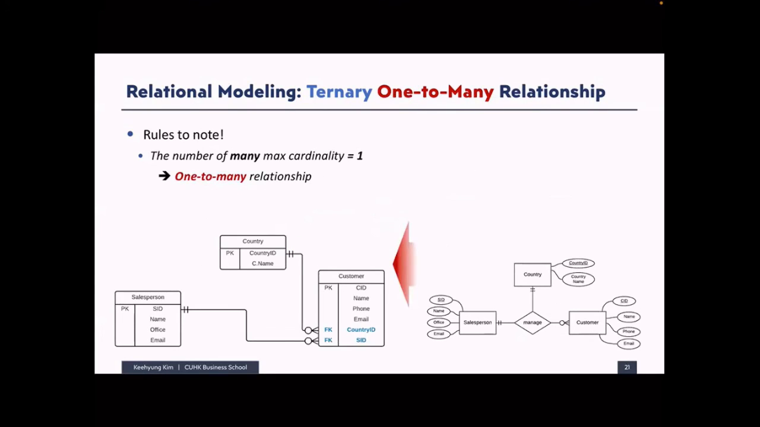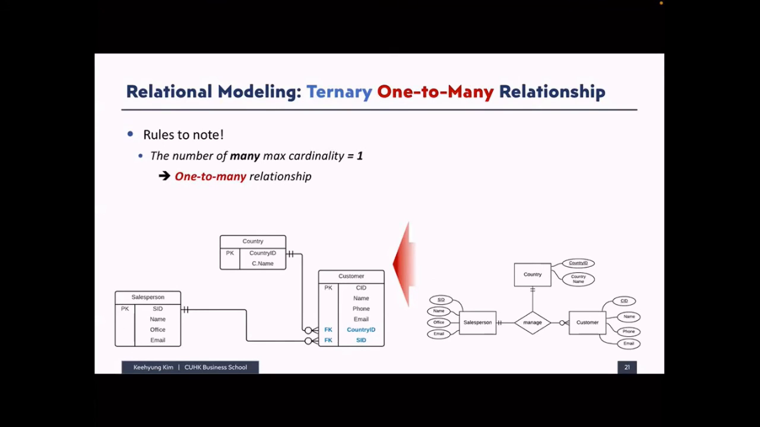So what if we have a ternary one-to-many relationship? When the number of many maximum cardinality in the relationship is 1, we call that a ternary one-to-many relationship. As you see here, there are 3 entities: salesperson, country, and customer. There is a managed relationship. Basically, it's the business event of a salesperson managing customers in different countries. In this case, we have a one-to-one-to-many relationship, and in that ternary relationship, the maximum many cardinality is only next to the customer entity. So we consider that a ternary one-to-many relationship.